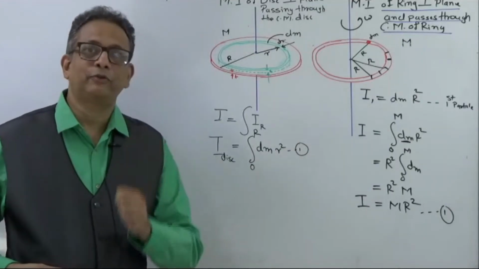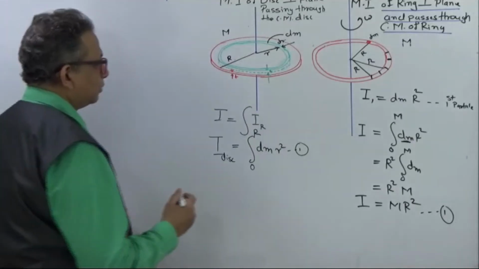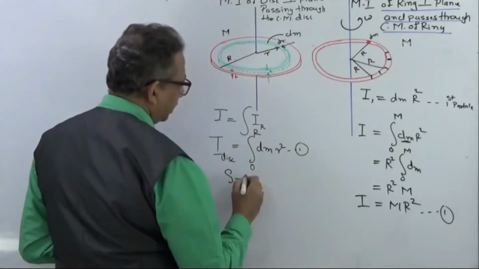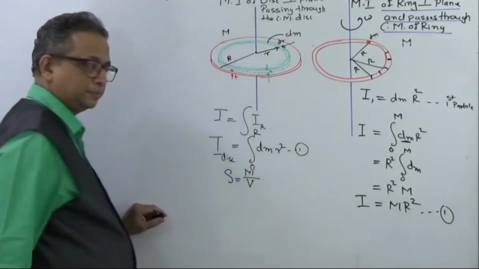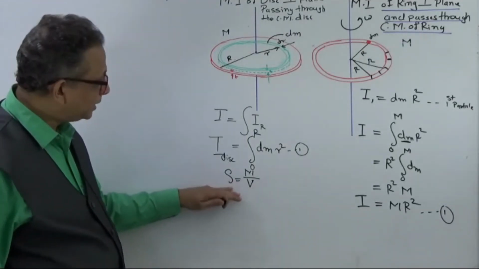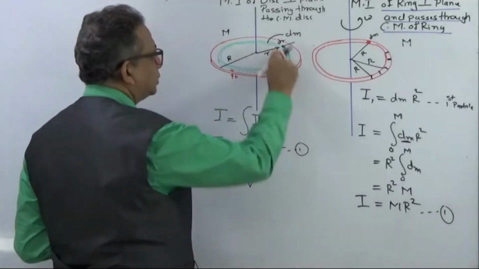That relation I have to find out. So how do I find this relation? I am going to make use of the equation of density. The density of this disc is equal to the total mass upon volume of this disc. Is the relation going to change? No. The density will be the same for the whole disc as well as for that small ring.